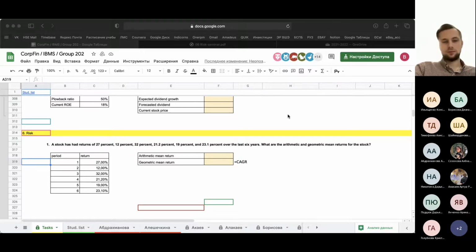Oh, and I suggest you not to use the formulas, but the functions in Excel, like the geometric mean function, because it can give some misleading results.